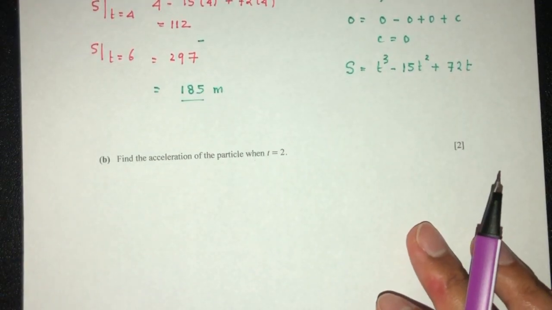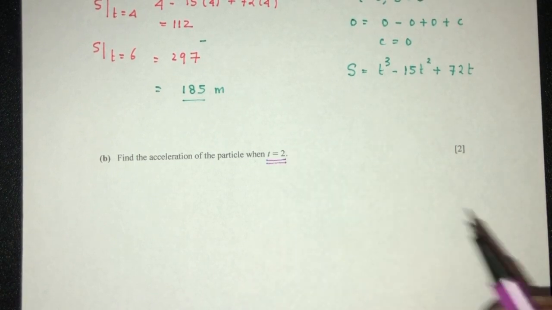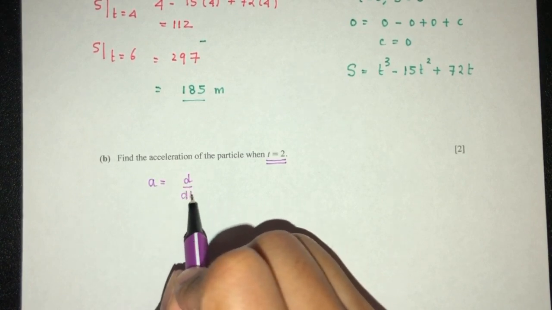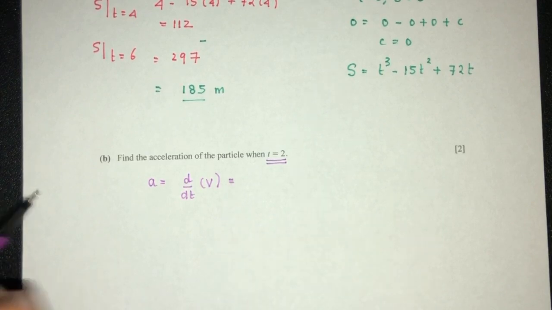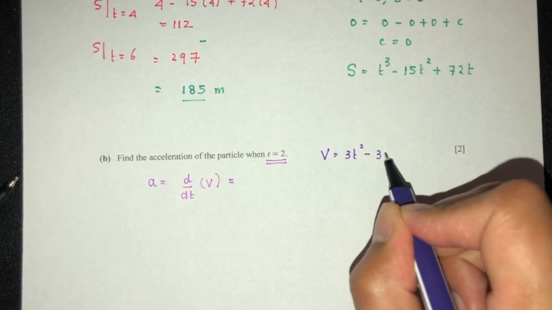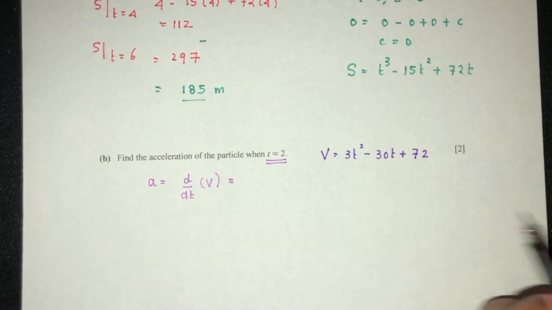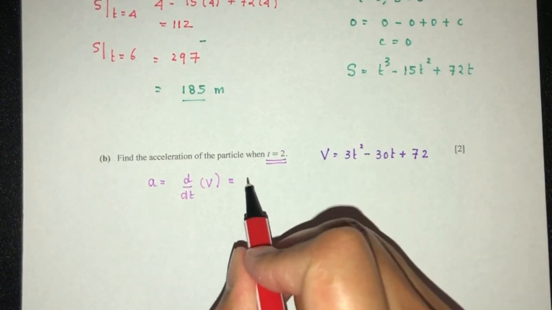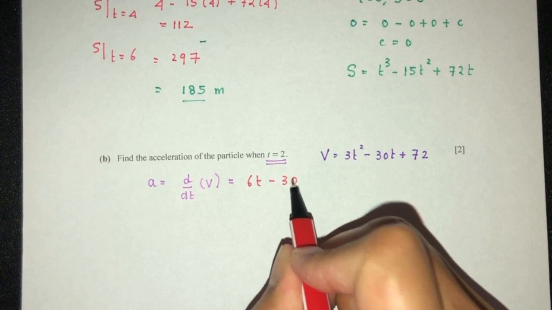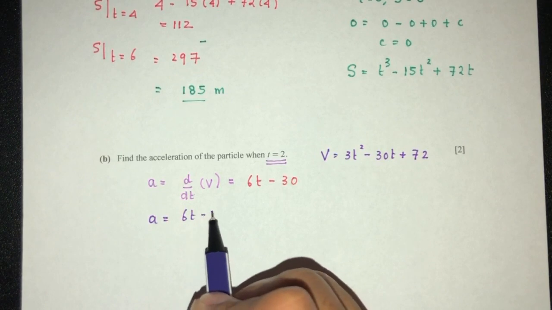Now for part B, let's see what else we have to find. So we have to find the acceleration of the particle at time equal to 2. So pretty easy. To find the acceleration, we understand that we have to differentiate the value of v with respect to time. So we know v was given to you by 3t squared minus 30t plus 72. One by one, first multiply by the power, 2 times 3 will be 6, then minus 1 from the power. So we realize that acceleration is equal to 6t minus 30.